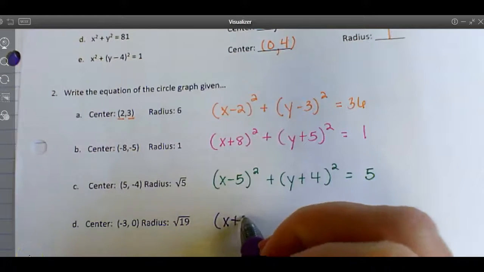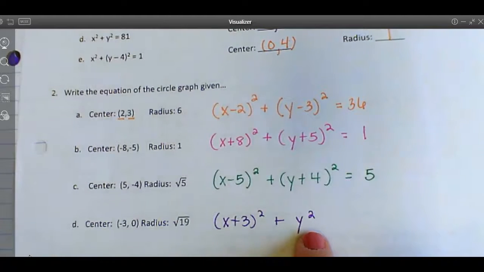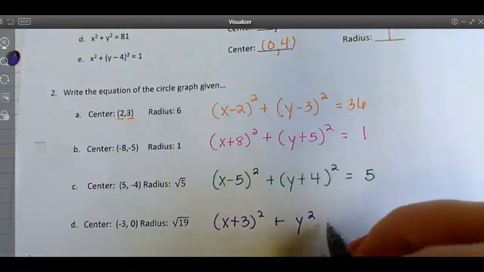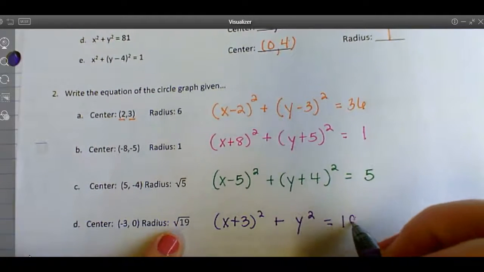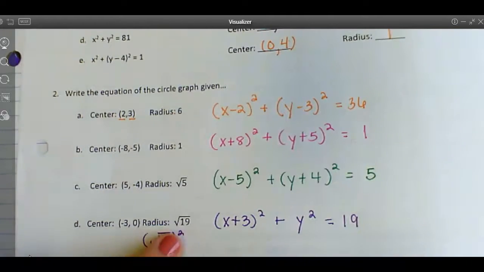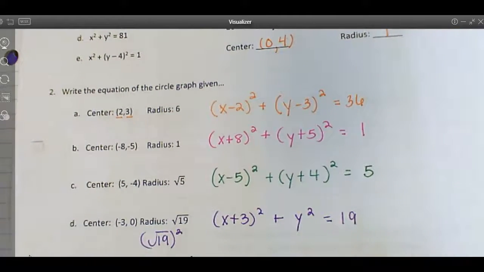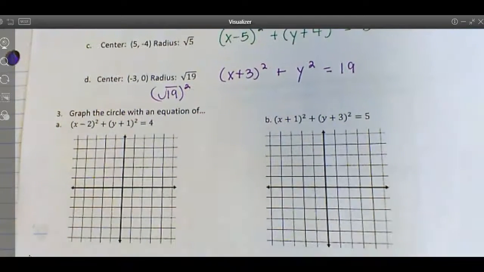So this was x plus 3 squared plus y squared. If you put y minus 0 squared, that would be correct. That would be fine. And then square root of 19 squared is 19. And remember, you could just put square root 19 and then squared like that in Desmos, and it'll give you the 19. Okay?